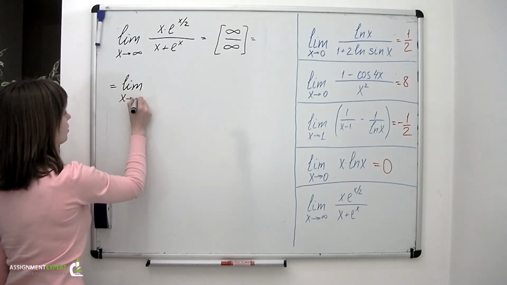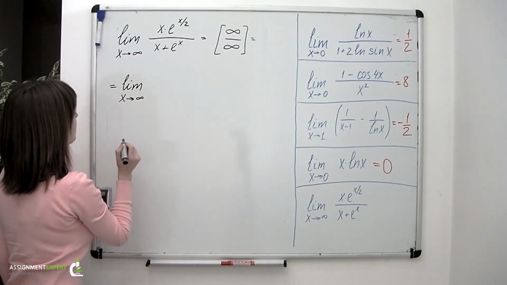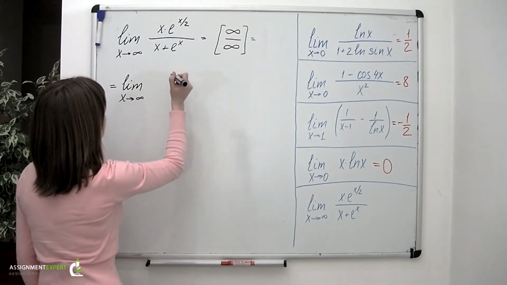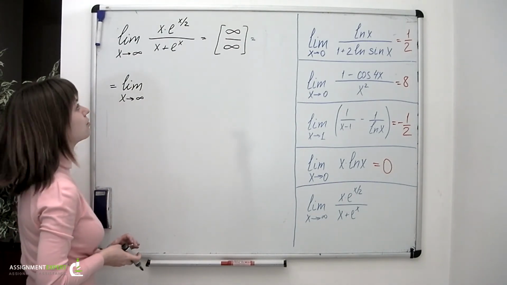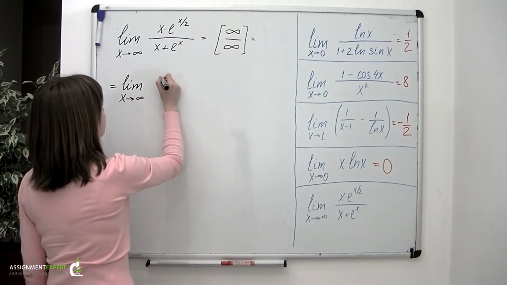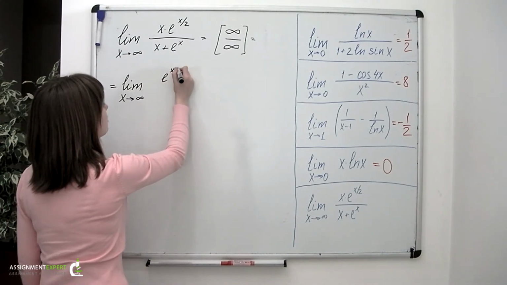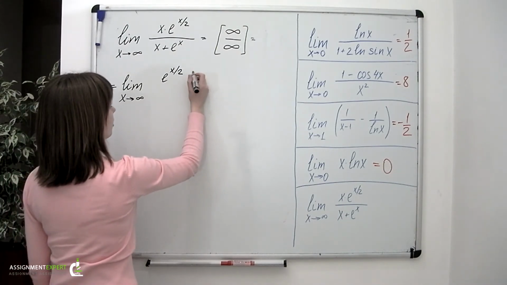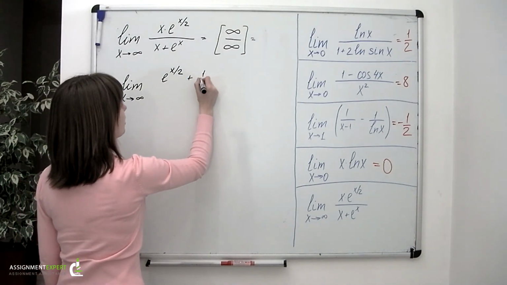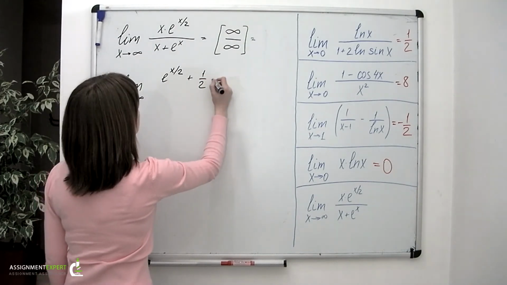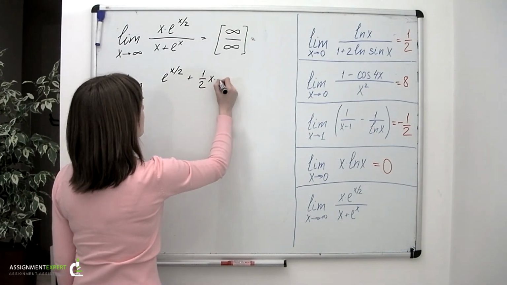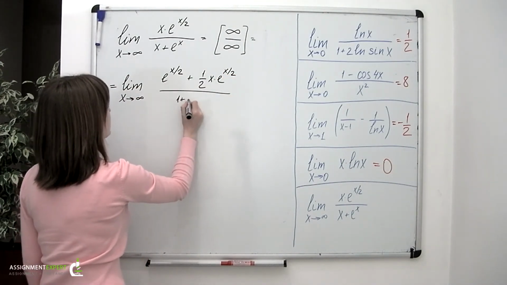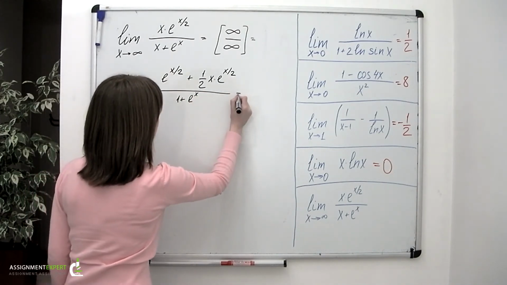And we'll go limit as x approaches infinity of, and now we'll take the derivative of the top, so we'll have e to the x over 2 plus 1/2 times x times e to the power of x over 2. And we'll have 1 plus e to the x in the bottom.